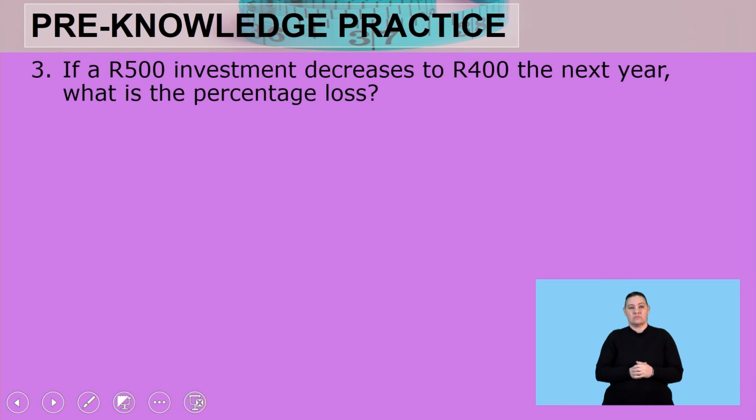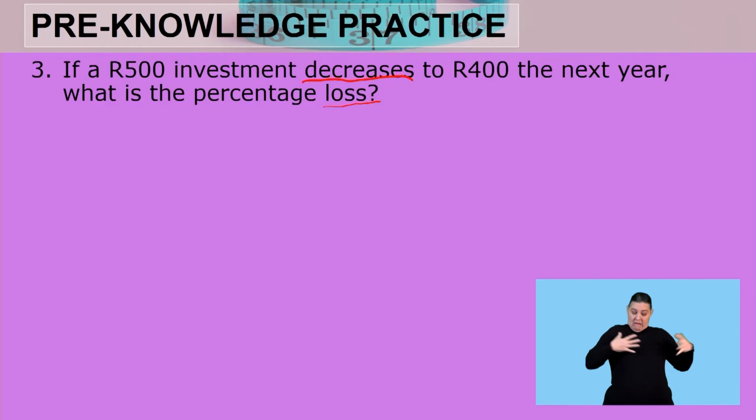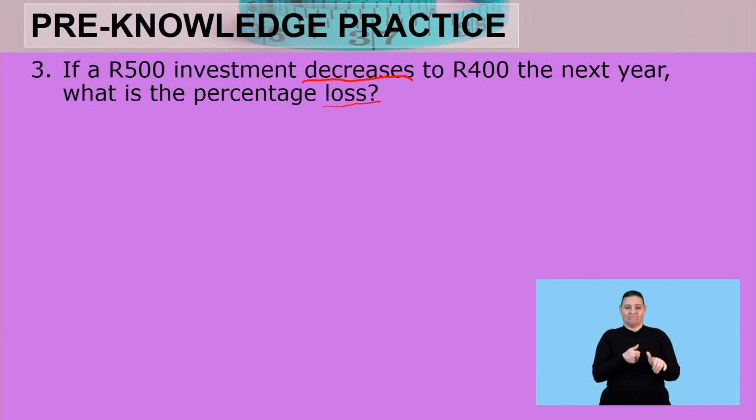If a 500 Rand investment decreases to 400 Rand the next year, what is the percentage loss? And we say it's a percentage loss in this case because we initially have 500 Rand. It then comes down to 400 Rand. So there's definitely a loss of 100 bucks. But what is that as a percentage? So we start off as follows.